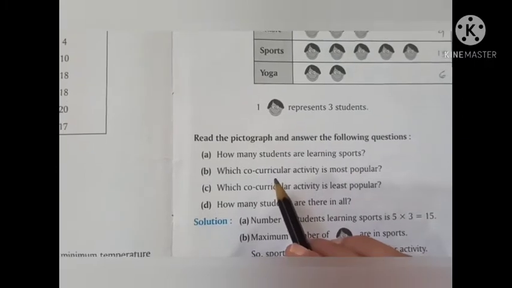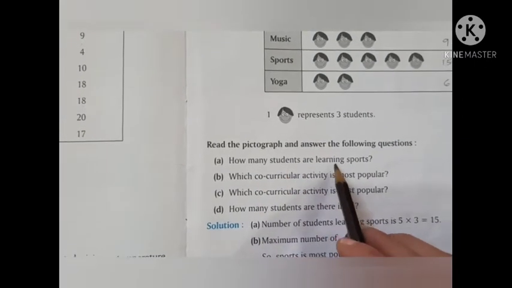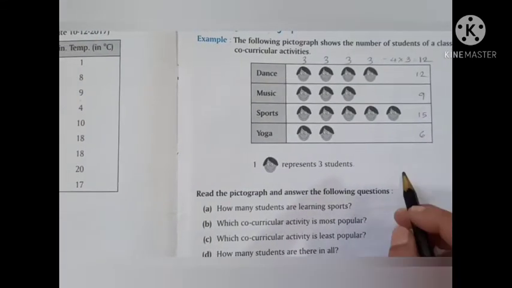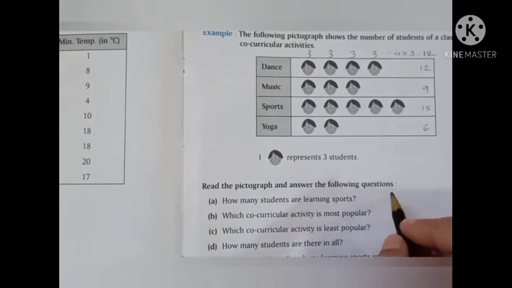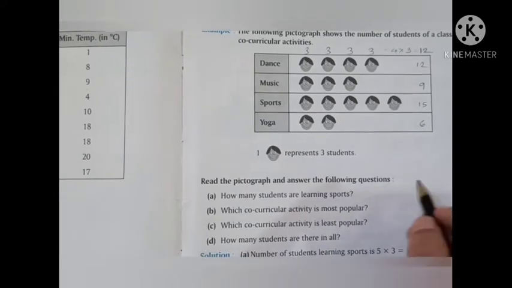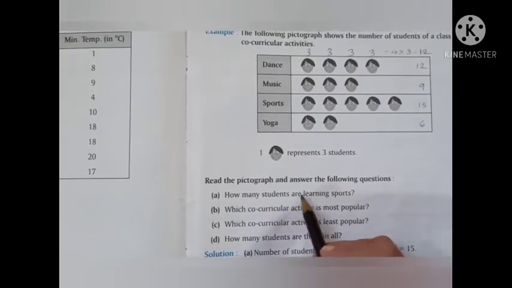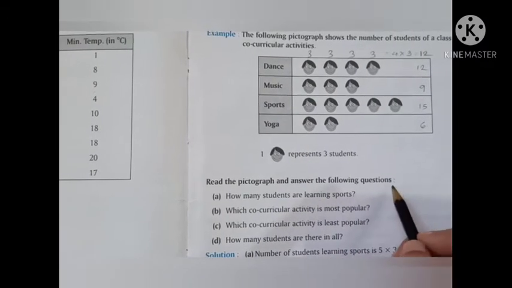Now let us see what are the questions. How many students are learning sports? Here we have found out already. The 15 students. How can we write the answer? We have to write the answers in words, not just the number 15. Okay, we will write the number of students learning sports is 15.